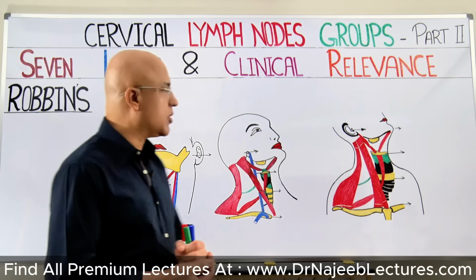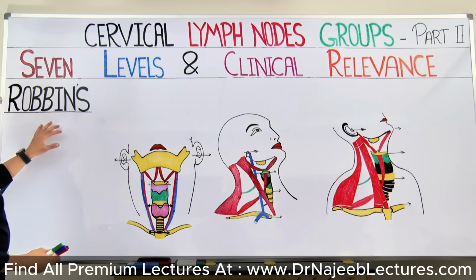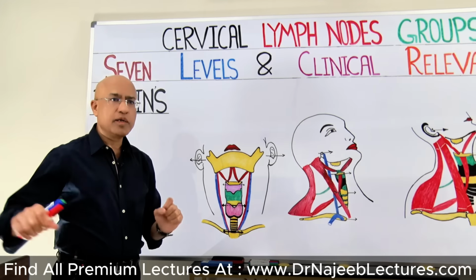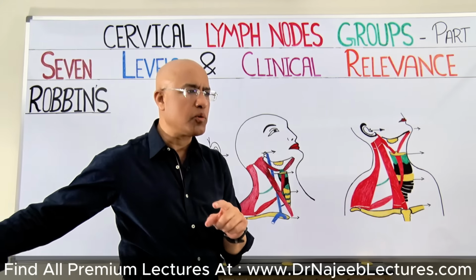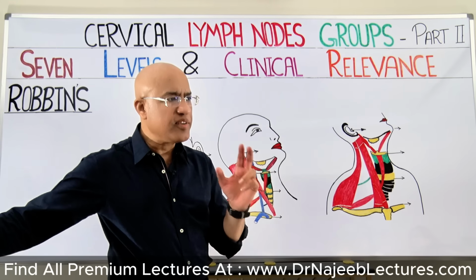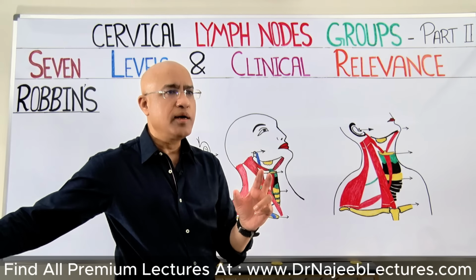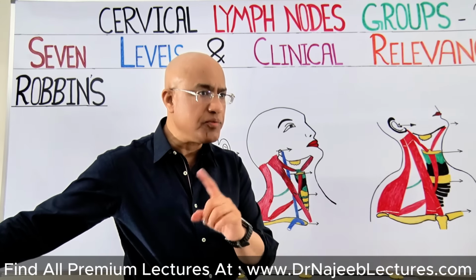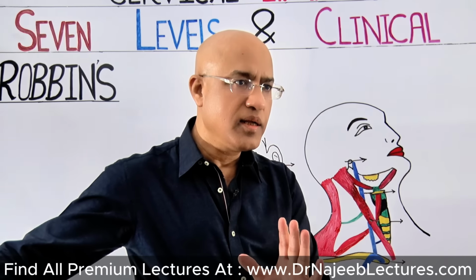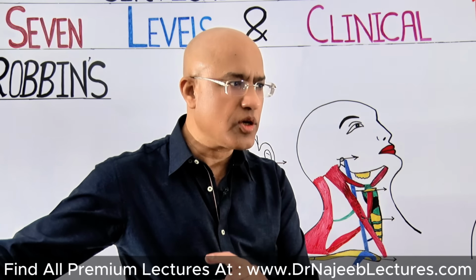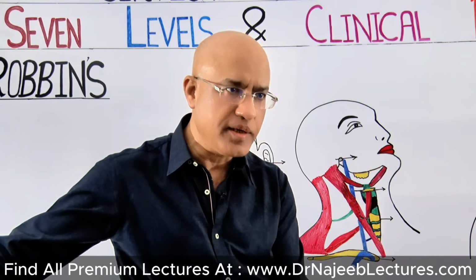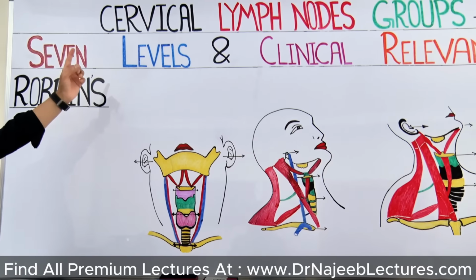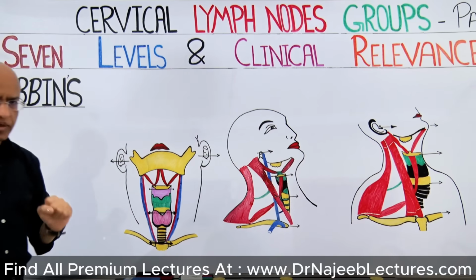Today we are going to talk about the Robbins classification of 7 levels of cervical lymph nodes. In the previous lecture, we discussed the cervical lymph node placement according to the traditional classification. What I mean is that in the previous lecture we have already done the traditional classification of cervical lymph nodes, right? Today we will talk about the Robbins 7 levels of cervical lymph node classification.